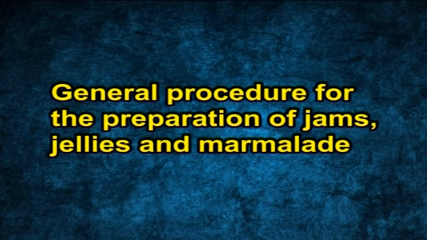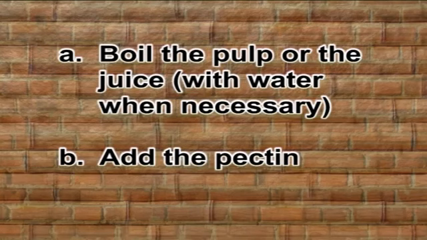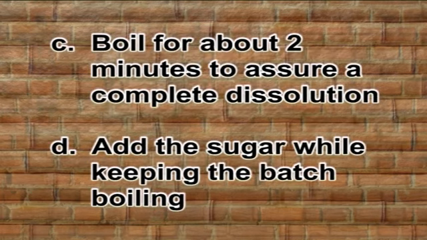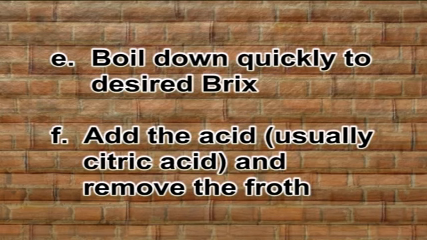General procedure for the preparation of jams, jellies and marmalade. Boil the pulp or the juice with water when necessary. Add the pectin. Boil for about 2 minutes to assure a complete dissolution. Add the sugar while keeping the batch boiling. Boil down quickly to desired brix.